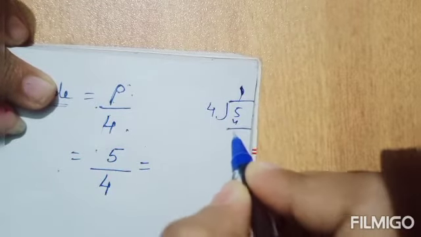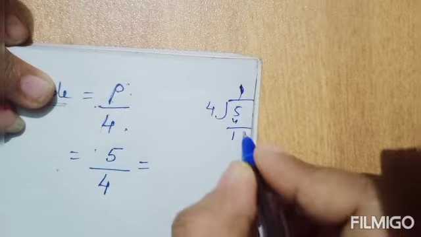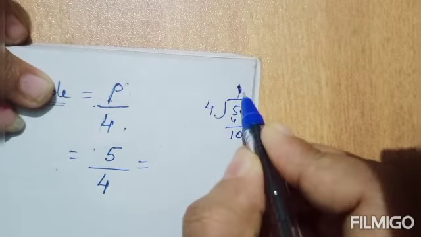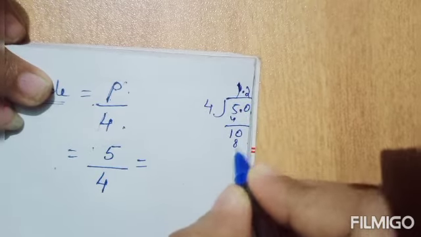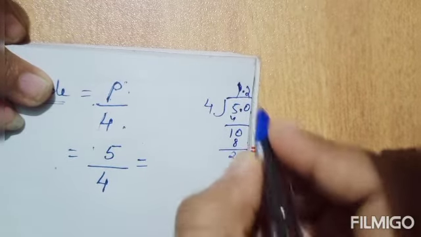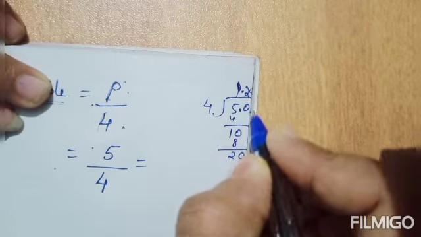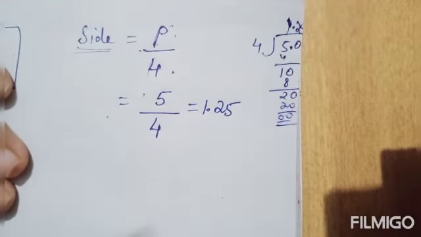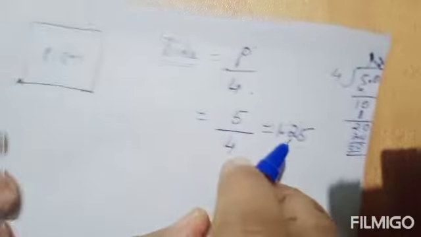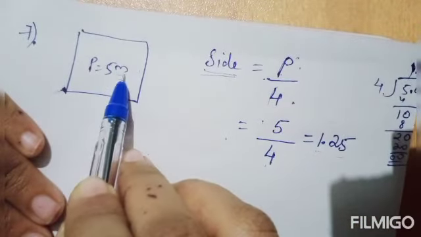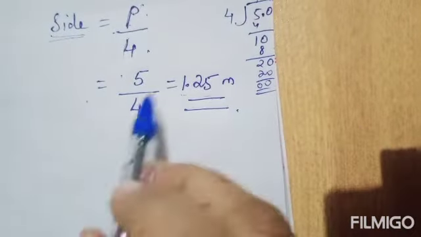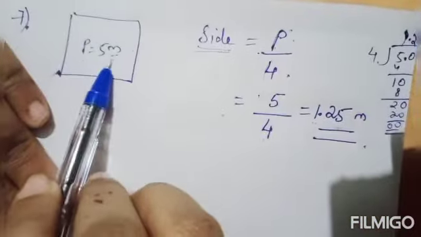Now you can divide 5 by 4. 4 into 1, 4. You will get 1. So again you can continue division by putting a decimal point. Now 4 into 2, 8. Remainder 2. Again you can put 0, so 4 into 5, 20. Remainder you will get 0. So 5 by 4 is 1.25. Now what is the unit here? It is meter. So 1.25 meter. This is the side of a square whose perimeter is 5 meter.